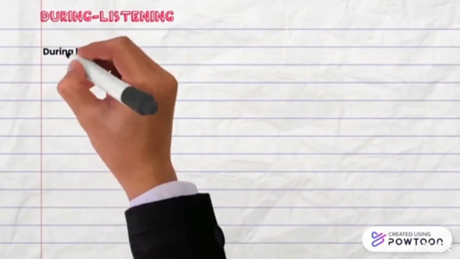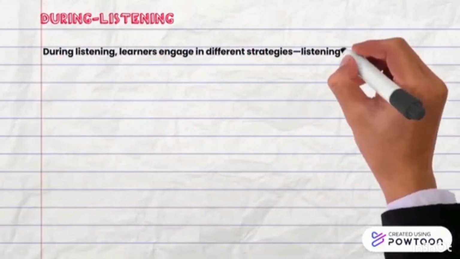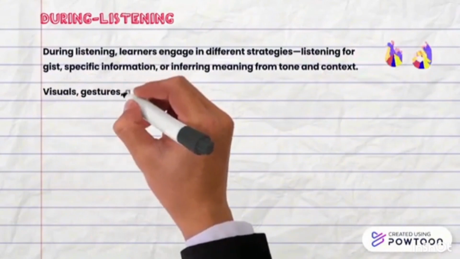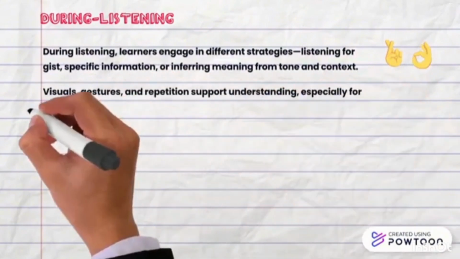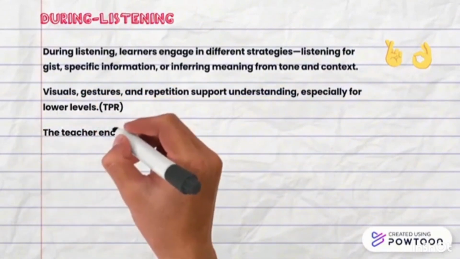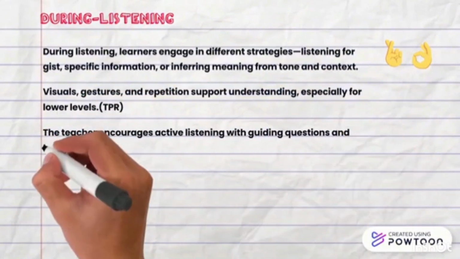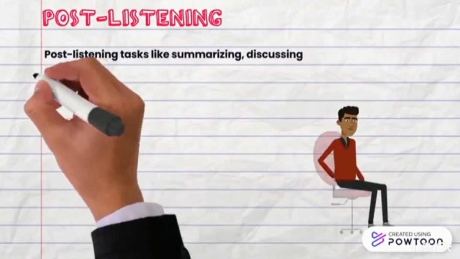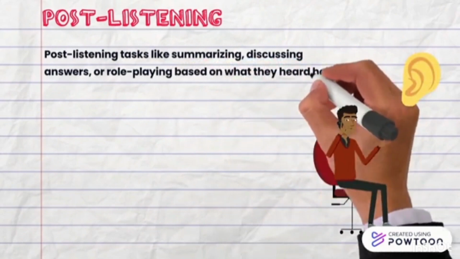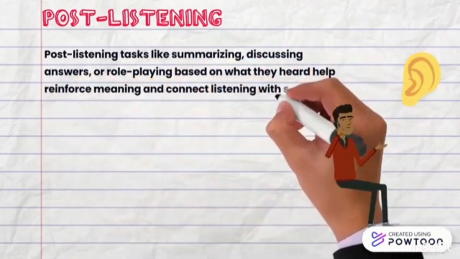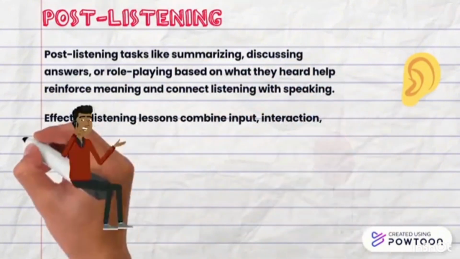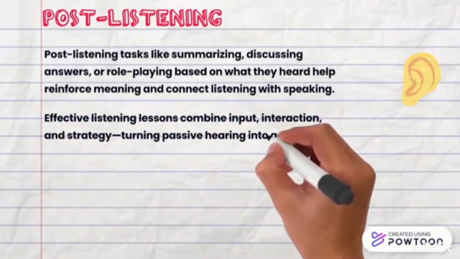During listening, learners engage in different strategies, listening for gist, specific information, or inferring meaning from tone and context. Visuals, gestures, and repetition support understanding, especially for lower levels. Instead of explaining everything, post-listening tasks, like summarizing, discussing answers, or role-playing based on what they heard, help reinforce meaning and connect listening with speaking. Effective listening lessons combine input, interaction, and strategy, turning passive hearing into active language learning.